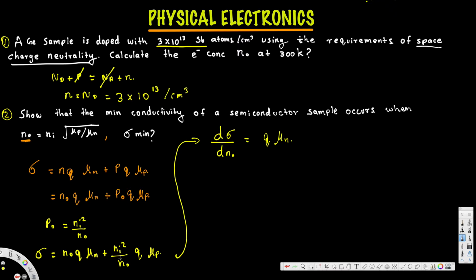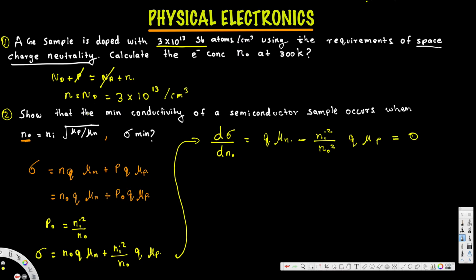So if we take the derivative, that's going to be minus N0 to the power minus 2. So we will have a minus here, and Ni square N0 to the power minus 2, that's going to be in the denominator, we are going to have N0 square, right? Then Q mu P, those are constants, so those are just going to remain the same. And then we have to equate this one to 0.